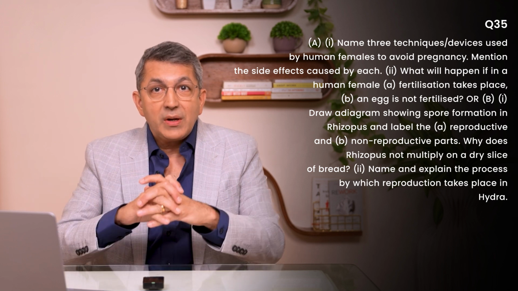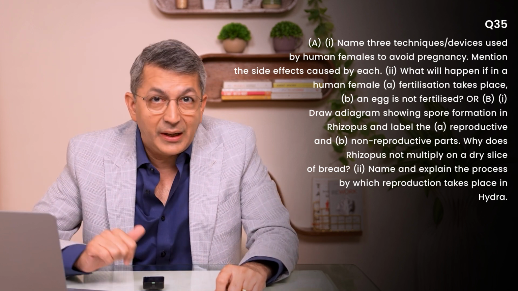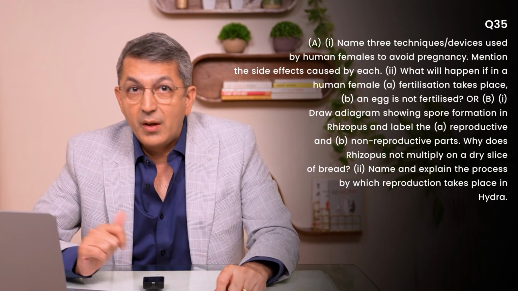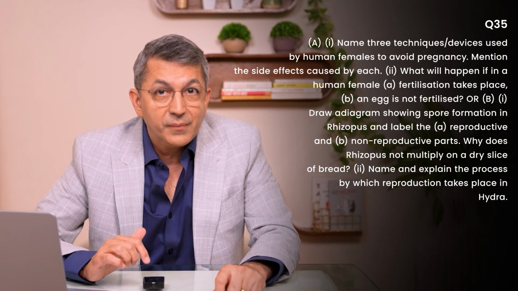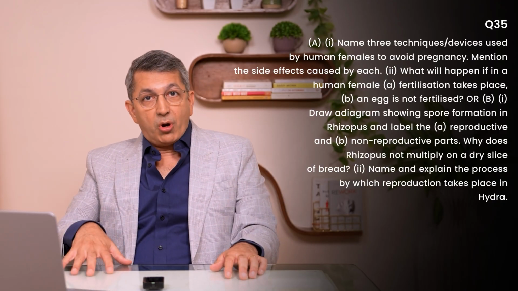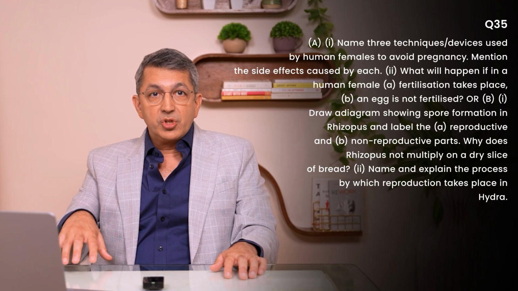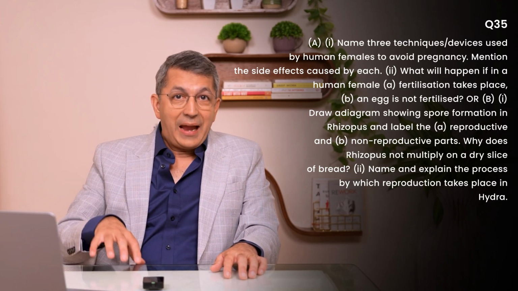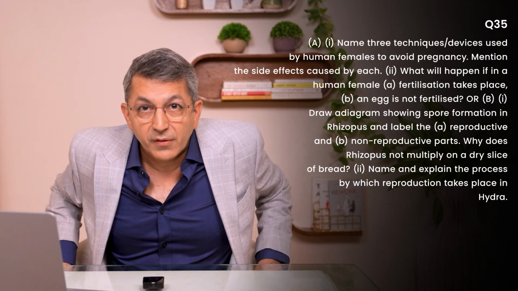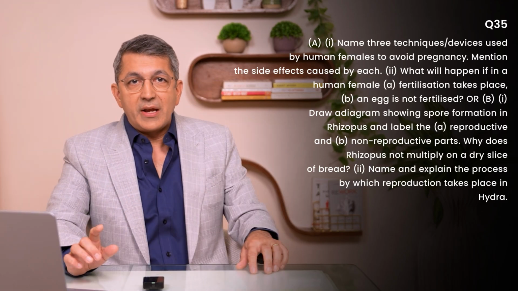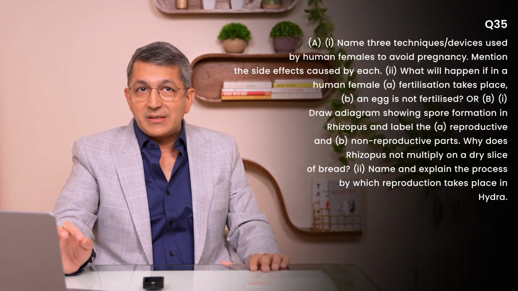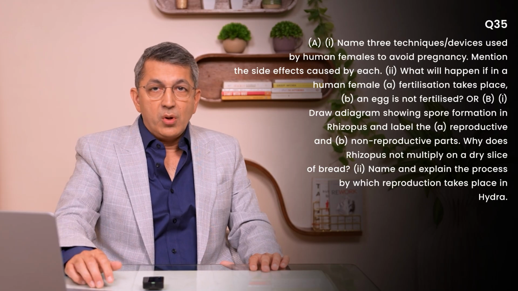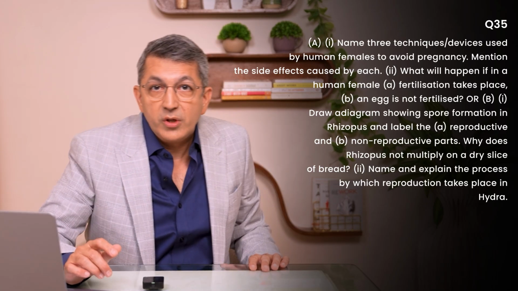2. What will happen if in a human female A. Fertilization takes place, B. An egg is not fertilized, or B1. Draw a diagram showing spore formation in Rhizopus and label the reproductive and non-reproductive parts. Why does Rhizopus not multiply on a dry slice of bread? 2. Name and explain the process by which reproduction takes place in Hydra.